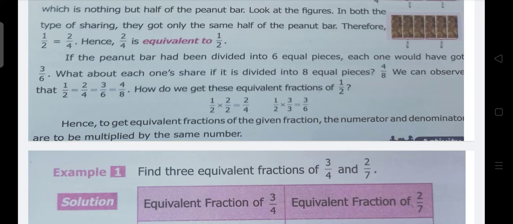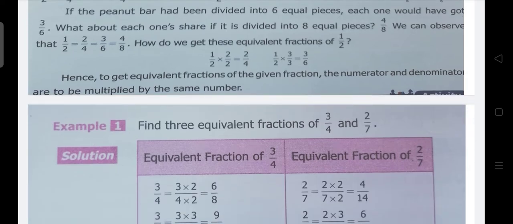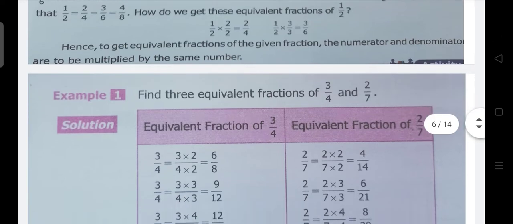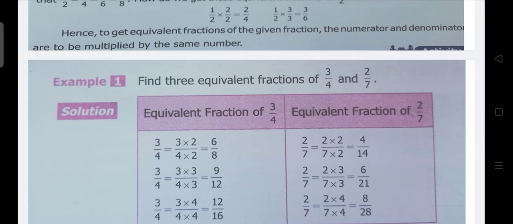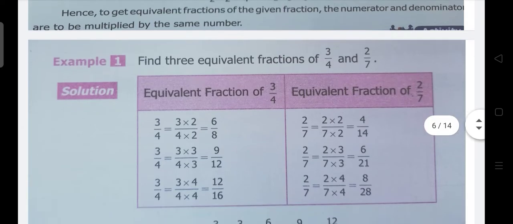Now how to find the equivalent fraction? Just now we have discussed multiplying the numerator and the denominator by the same number. For 3 by 4, 3 into 2 by 4 into 2, you will get 6 by 8. 3 by 4, 3 into 3 by 4 into 3 is equal to 9 by 12. 3 by 4, 3 into 4 by 4 into 4 is equal to 12 by 16. So the equivalent fractions of 3 by 4 are 6 by 8, 9 by 12, 12 by 16.